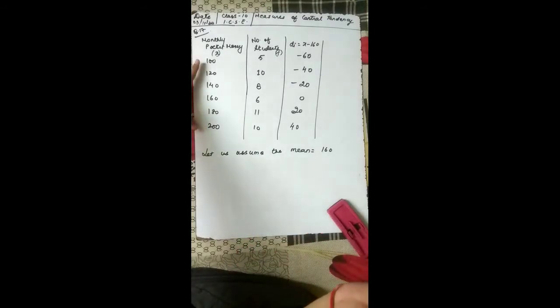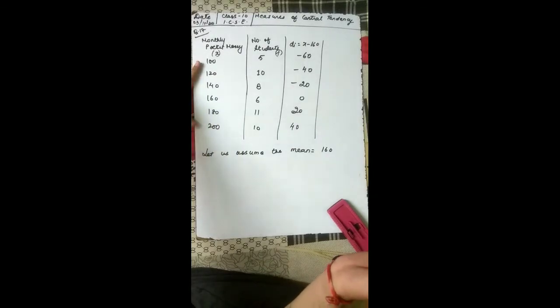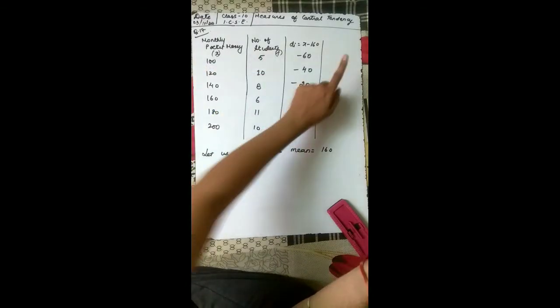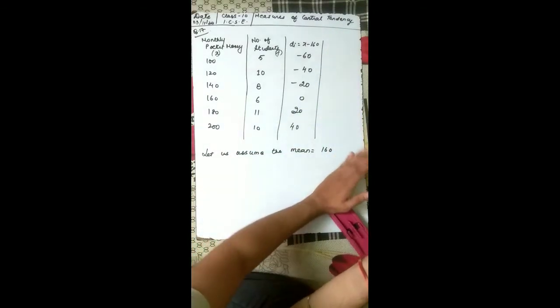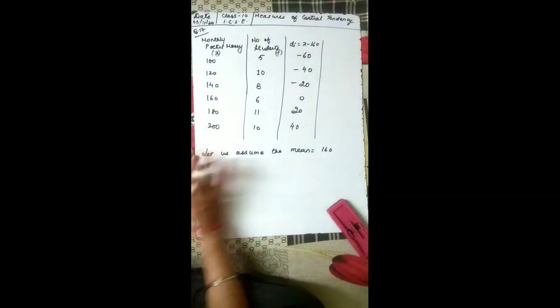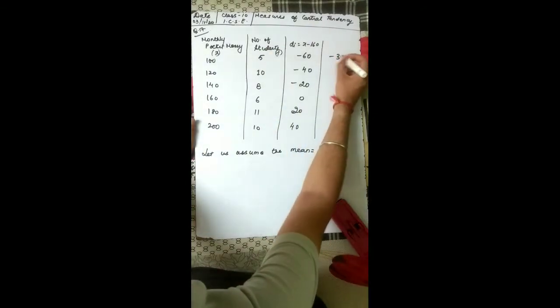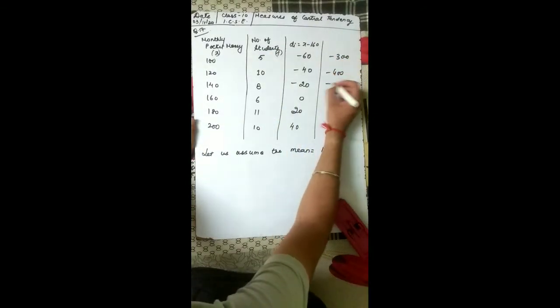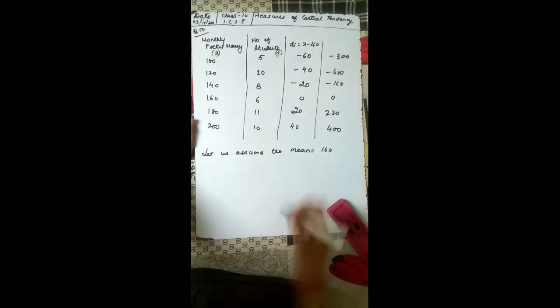Now you know why we use the shortcut method: to cut short our data. As you can see, the values are around 100, between 100 and 200, and when you multiply 100 into 5 it is 500, then this will be 1200, and you would need to add those big numbers and divide. So we are cut-shorting this x column in such a way that we get easier numbers. Now if you multiply, you will get minus 300, minus 400, minus 160, 0, 220, and this will give you 400.